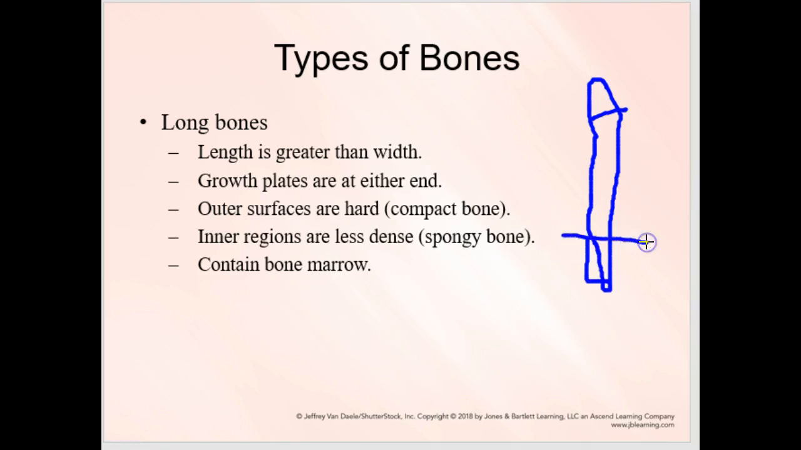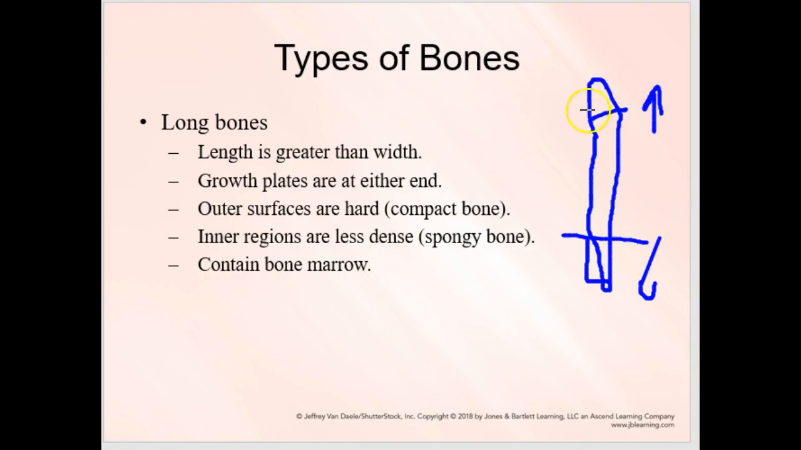Anyway, they'll have a growth plate at either end, and that allows it to grow this way as well as this way to maintain the structure of the long bone and allow that long bone to grow longer. So the outer part is compact bone, which I showed you, and spongy bone on the inside.